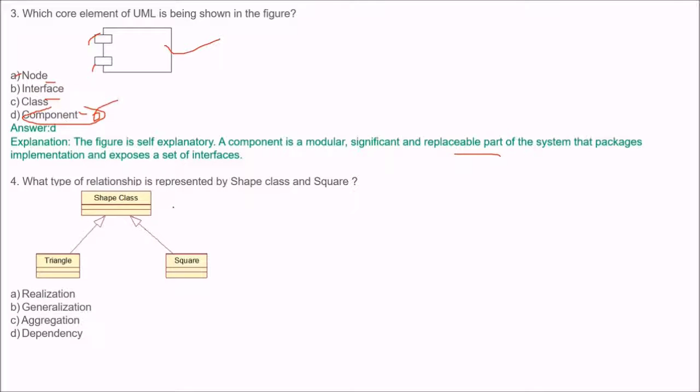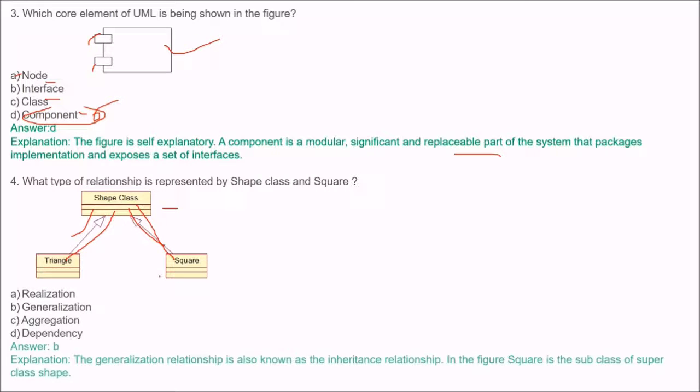What type of relationship is represented by a shape class and a square? This is a shape class, and triangle, square. So the triangle is a shape class, the square is a shape class. The answer is B. This is generalization. This is a generalization relationship.